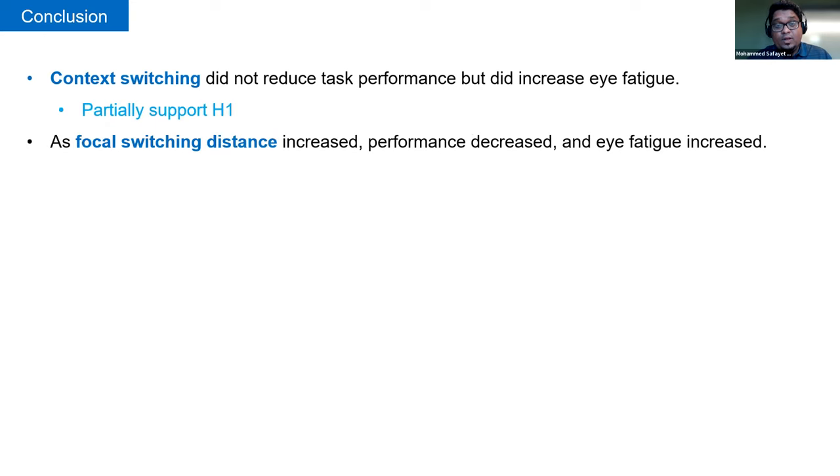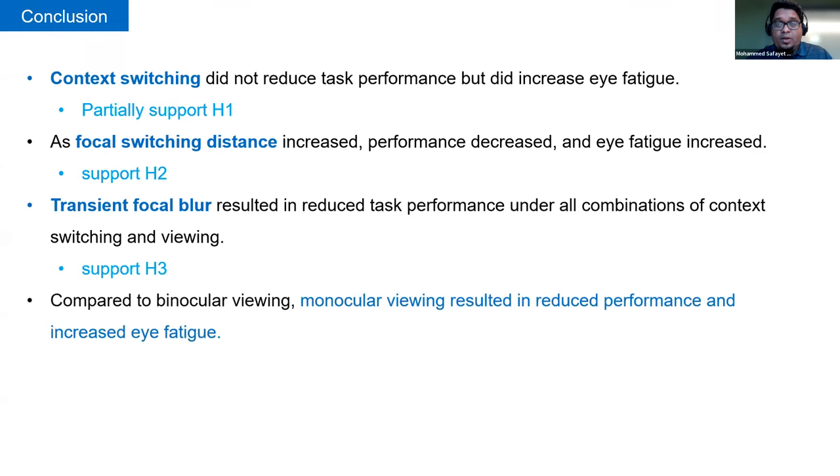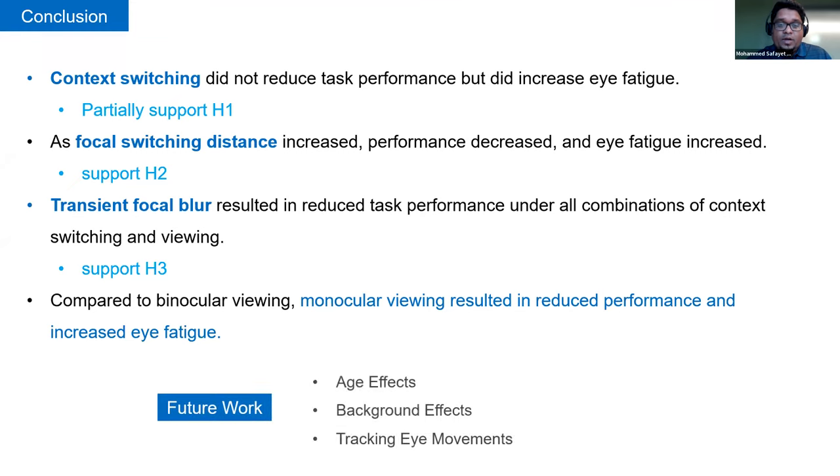We found that as focal switching distance increased, performance decreased and eye fatigue increased, which fully supports our hypothesis two. We found that transient focal blur resulted in reduced task performance under all combinations of context and binocular viewing conditions in our experiment, which fully supports our hypothesis three. And from the vision science perspective, we found that binocular viewing is much more comfortable, increases performance, and has less fatigue. In future, we want to consider the age effect and background effects in the experiment.